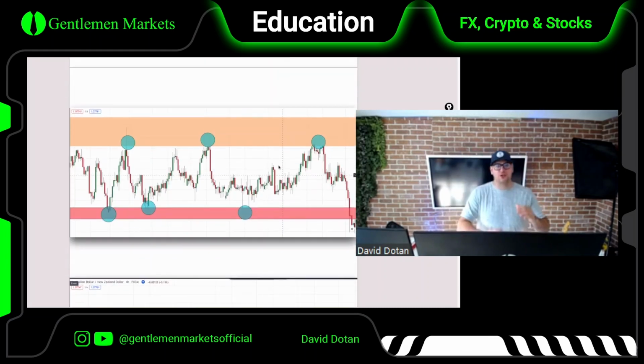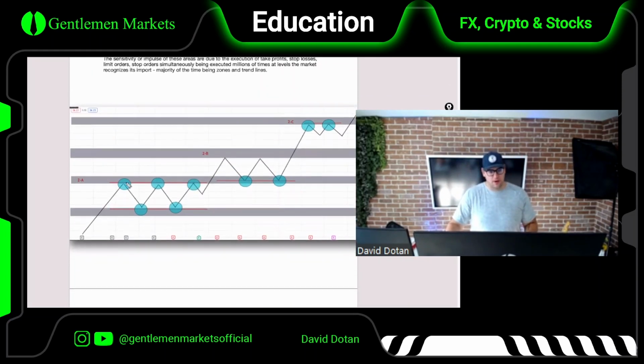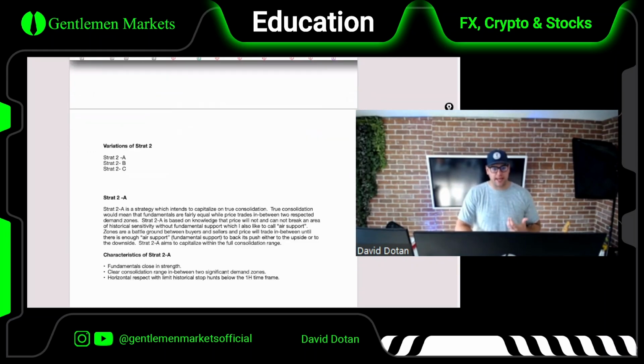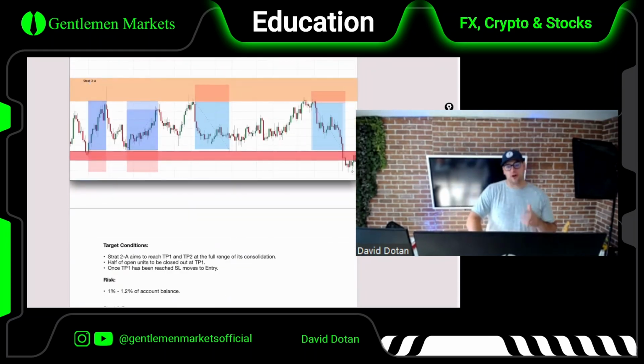All right, so Strat 2A in summary, as you can see, we're looking to capitalize on the full consolidation range. And you'll see here for Strat 2B, why is it that there's no sell pressure here, or why is it that on Strat 2B I'm only showing buy pressure on one side instead of on the other, whereas Strat 2A is full consolidation? We're going to get to that right now. Okay, so Strat 2A, full consolidation range. Strat 2B, okay, or target conditions.